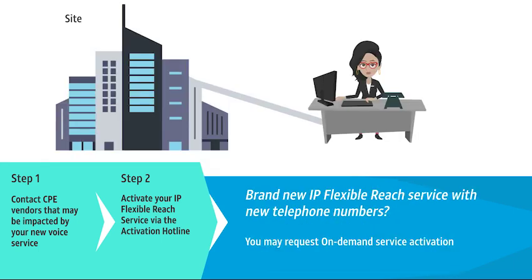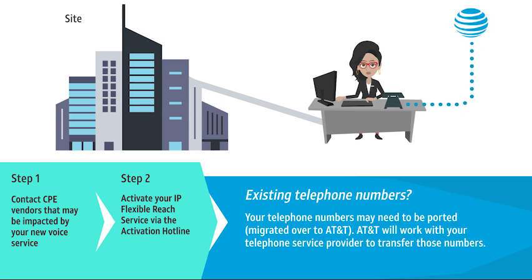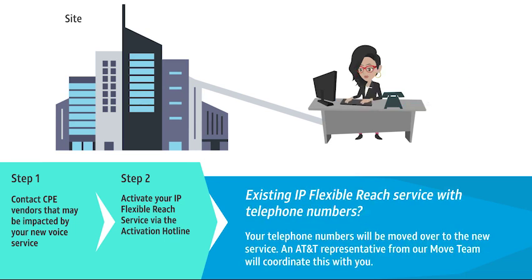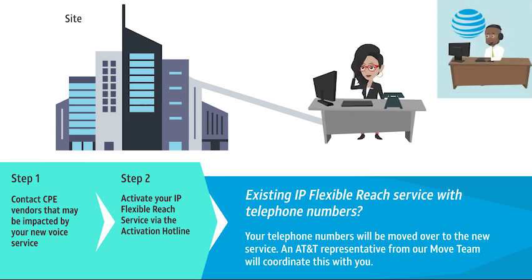If you have brand new IP Flexible Reach service with new telephone numbers, you may request an on-demand service activation. If you have existing phone numbers, be aware that your telephone numbers may need to be ported, in other words migrated over to AT&T. AT&T will work with your existing telephone service provider to transfer those numbers. If you're an existing AT&T IP Flexible Reach voice service customer, your telephone numbers will be moved over to the new service. An AT&T representative from our Move team will coordinate this with you.